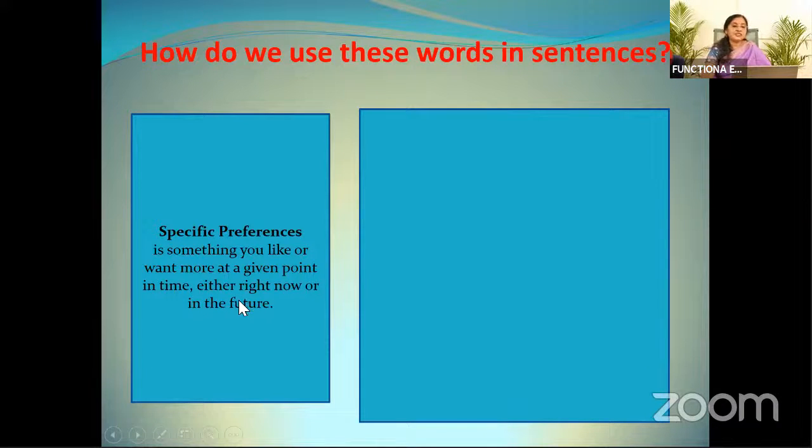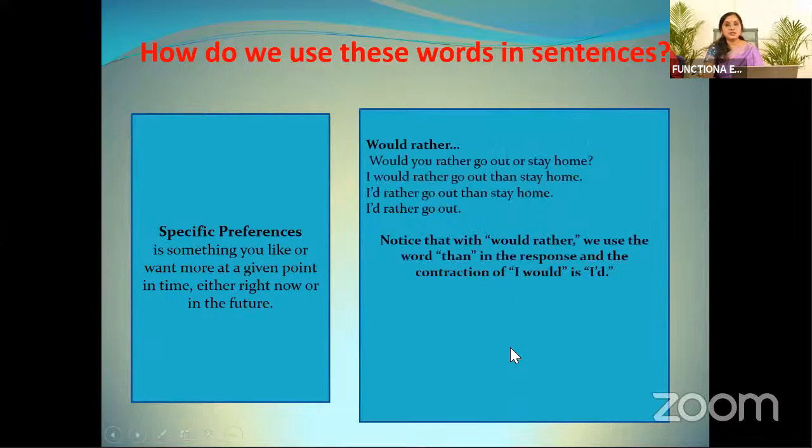Specific preference is something you like or want more at a given point of time, either right now or in the future. ఇప్పుడు నాకు నచ్చింది, లేదా నాకు ఫ్యూచర్లో, అంటే ఇప్పుడు నచ్చింది కానీ ఫ్యూచర్లో దాని చాయిస్ నేను వాడబోతున్నాను. దట్ ఈస్ వెన్ యూ యూజ్ ఇట్. And what are the words used? Would rather or would prefer. This word would makes it very, very specific.